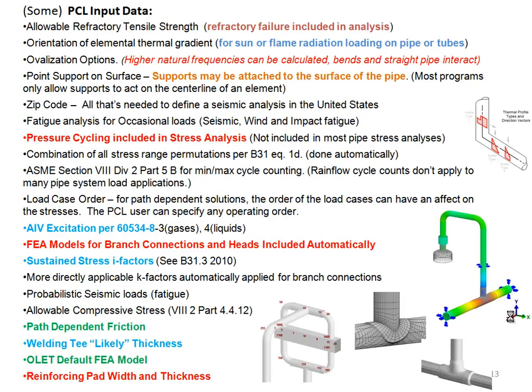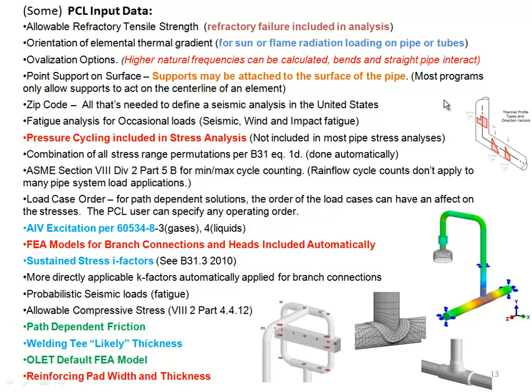So let's take a quick look at a few of the unique items of input for the PCL. First is the allowable refractory tensile and compressive strength, which are different typically by about 10 times. When local areas of the refractory in the analysis crack, the PCL removes them from the simulation. So the PCL will actually simulate the neutral axis shift in the pipe refractory section when the refractory fails.